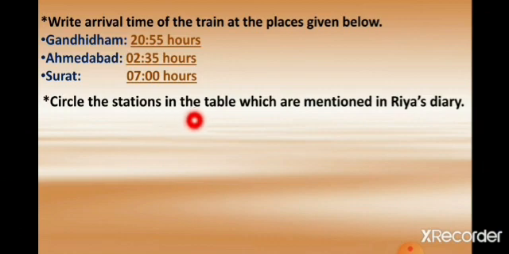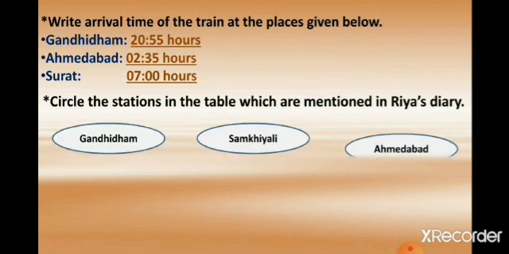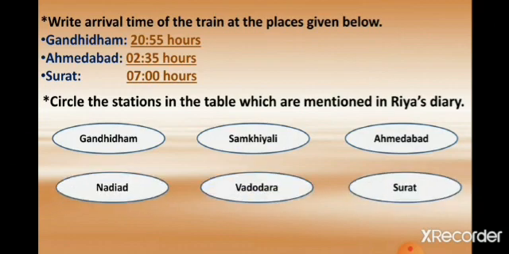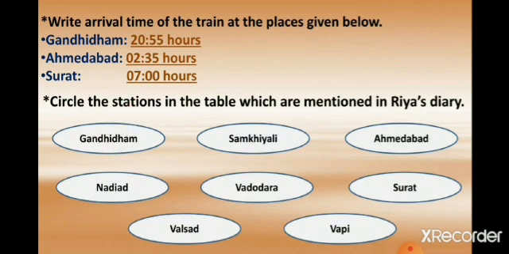Circle the stations in the table which are mentioned in Ria's diary. So there is so many stations given in the railway timetable, but we have to circle only that stations which are mentioned in Ria's diary. So circle Gandhidham, Samkhiali, Ahmedabad, Nadiad, Vadodara, Surat, Valsad and Vapi. So here Ria's journey starts from Gandhidham and ends at Vapi.